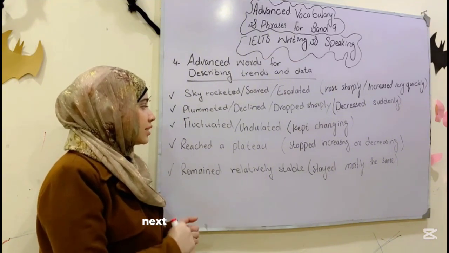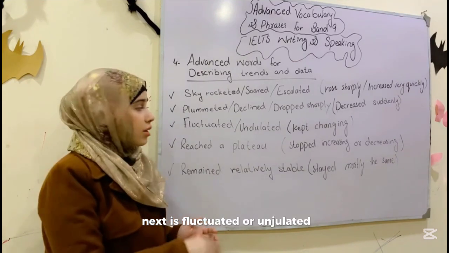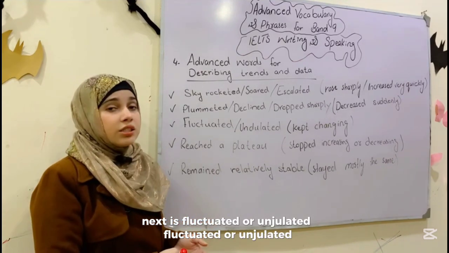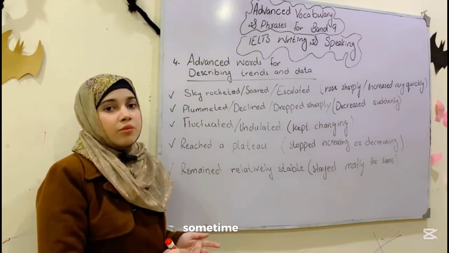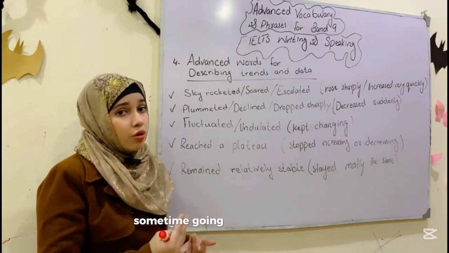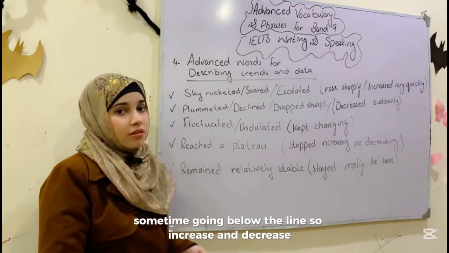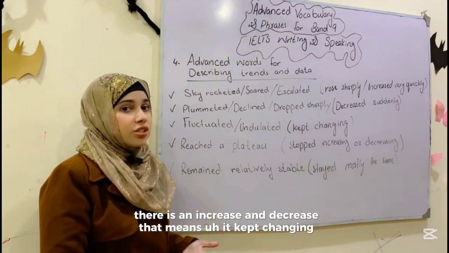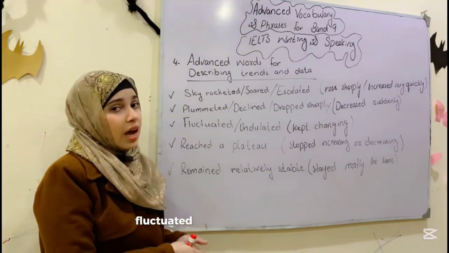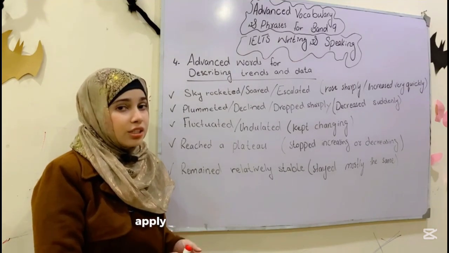Okay. Next is fluctuated or undulated. That means kept changing, sometimes rising, sometimes going below the line. So there is an increase and decrease. That means it kept changing. Okay, fluctuated and undulated.